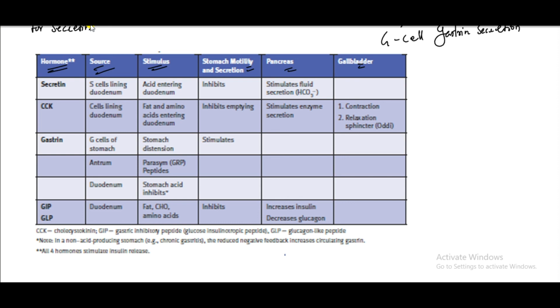And CCK, the source is the cells lining the duodenum. It gets stimulated by fats and amino acids entering into the duodenum, and it inhibits the emptying of the stomach and stimulates enzyme secretion from the pancreas, and it has an effect on the gallbladder, the contraction of the gallbladder, and in the sphincter of Oddi, it leads to relaxation.